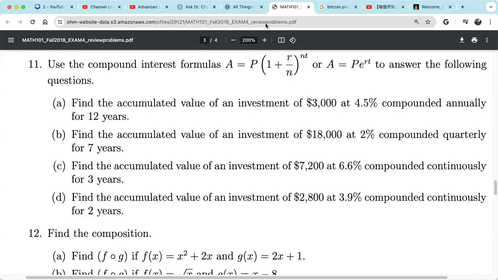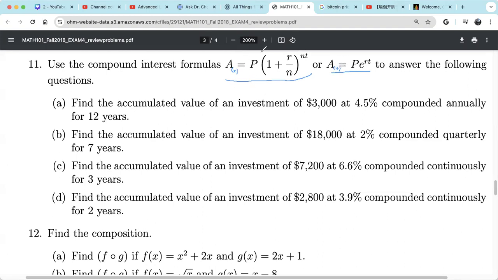Let's see question 11. Question 11 is an application for exponential functions. This is how financial institutions calculate interest for your investment. So we either use this formula or this formula. Actually, both of these are functions of t.